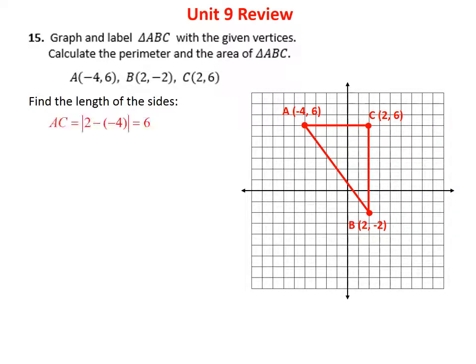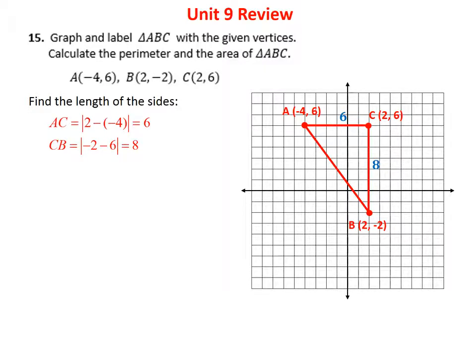Let's find the lengths. First of all, AC, the top of it, I can simply count the squares: 1, 2, 3, 4, 5, 6, or I could subtract the x values. 2 subtract -4 is 2 plus 4, or 6. Likewise for BC, or CB, I could count the squares again and count that there's 8, or I could do the y values. 6 minus -2, or 6 plus 2, is 8.